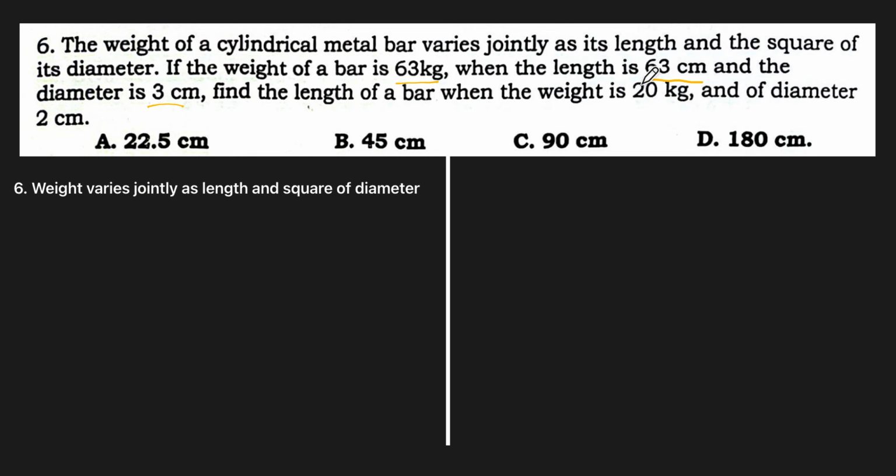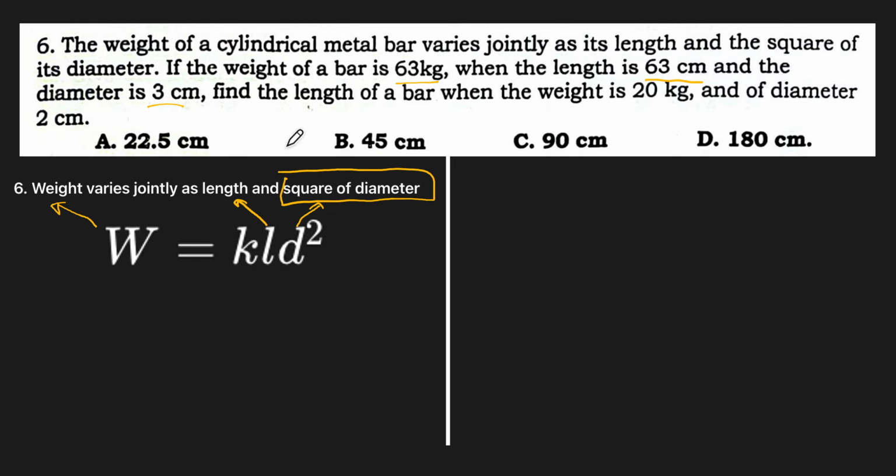So what can we do here? We have to recognize that this is the main theme of this particular item. So we can write it as weight, W. Again, length would be L. Square of the diameter is D squared. So first, we must recognize that there must be a given W, length, and diameter here. So W, or weight, would be 63, length is 63, diameter would be 3.